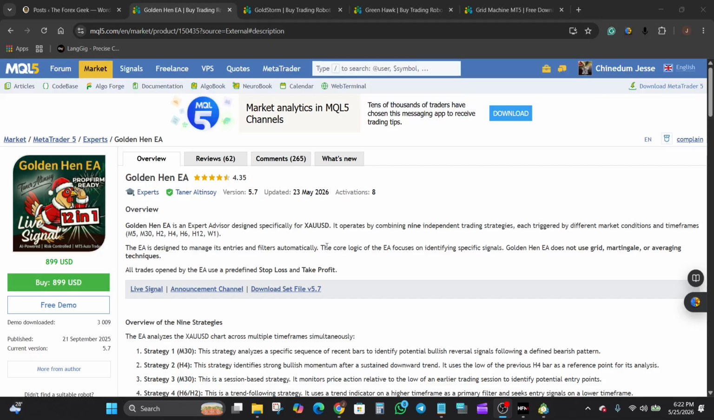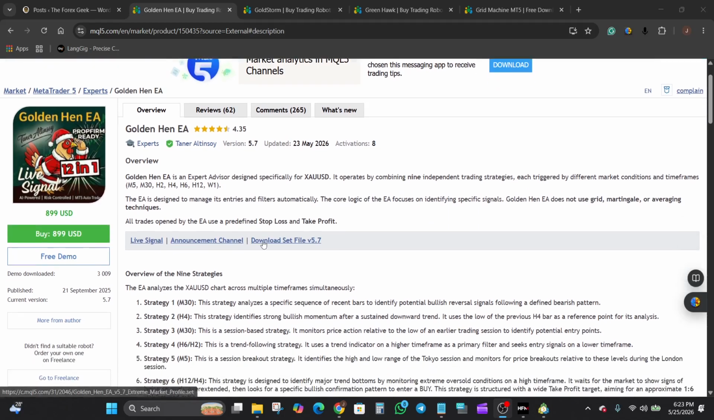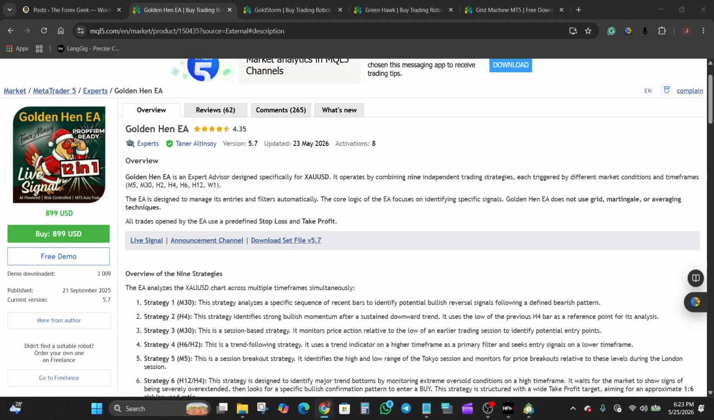Alright, so on my screen right now, I am looking at the MQL5 Marketplace page for Golden Hen EA. This is developed by Tena Altinsoy, and this version is strictly for MT5. So this is an MT5 expert advisor priced at 899 US dollars, which places it in a premium category compared to most EAs on the marketplace. It currently shows 8 activations and the latest version is 5.7, updated in May 2026.